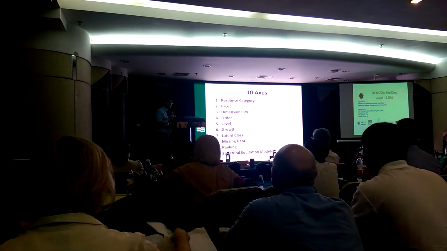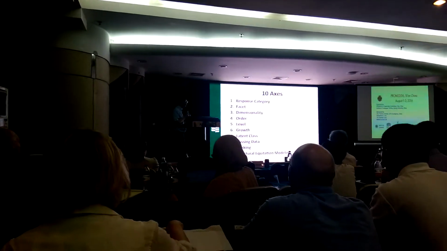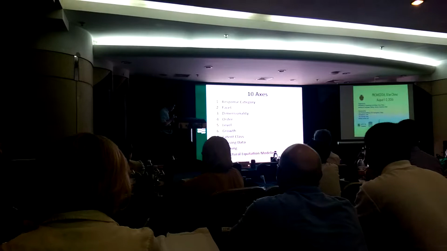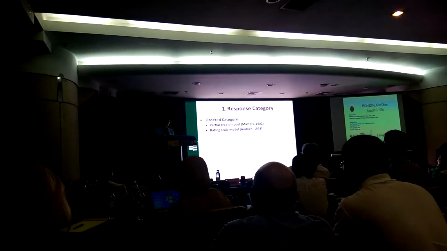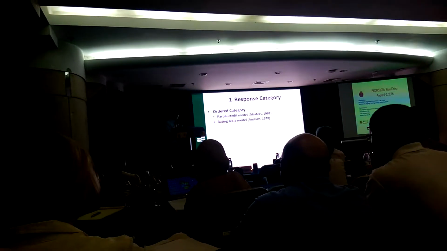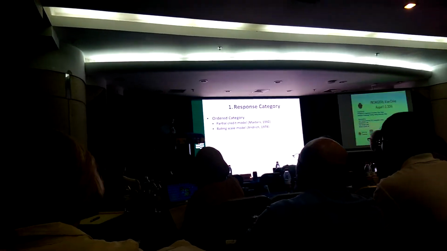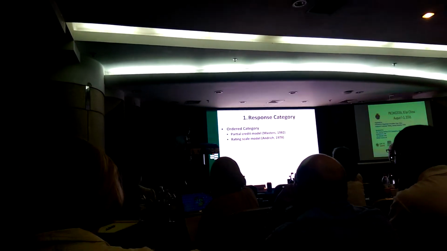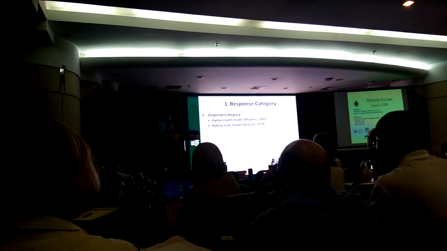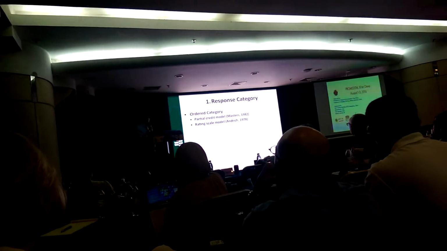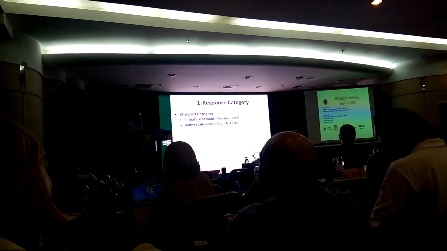The Rasch model can accommodate this 10 axis. Now, first of all, is response category. We have ordered categories. The responses have been extended to polytomous, polytomous on an ordered category.